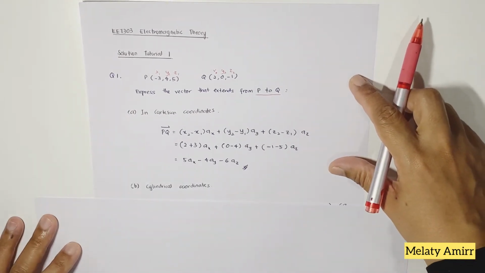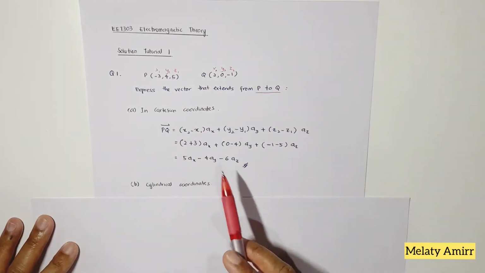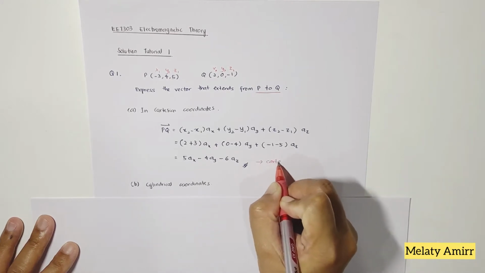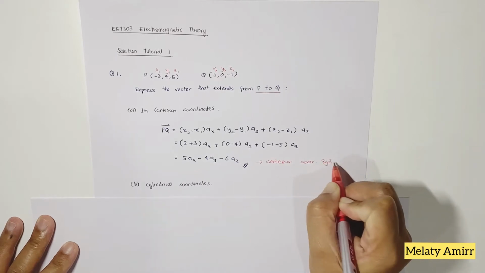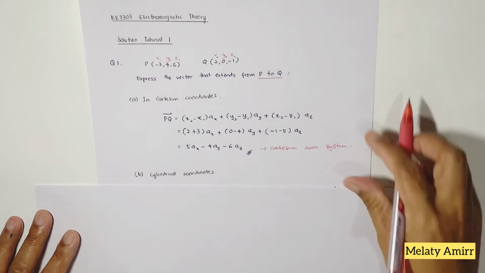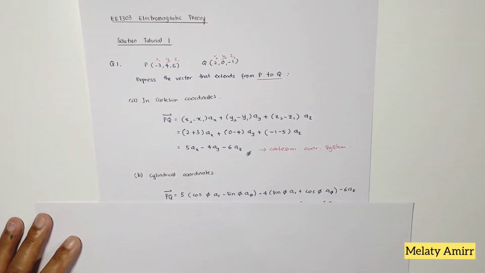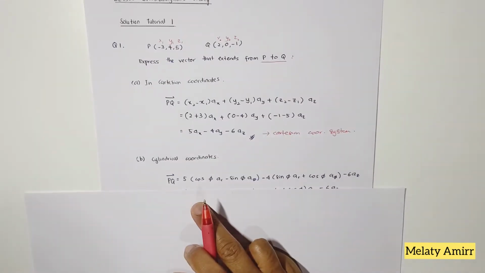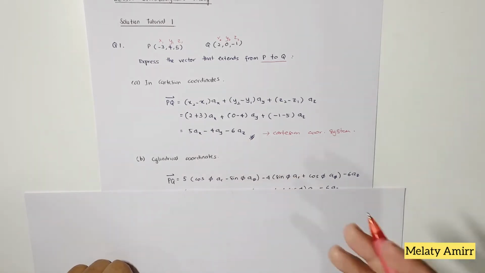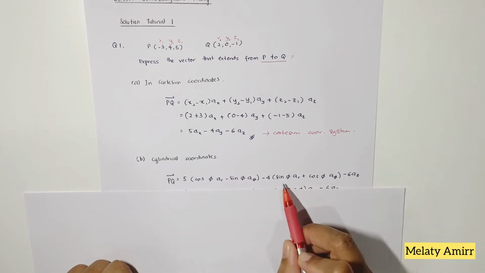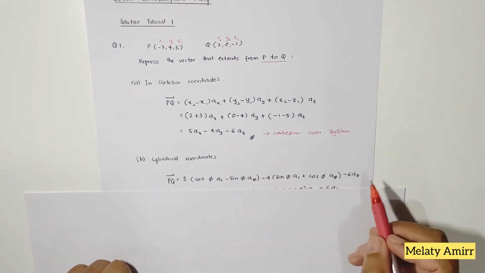Okay, for question 1b, you need to express the vector in cylindrical coordinates. From part A, we already have it in Cartesian coordinates, so we just need to transform this vector from Cartesian to cylindrical for part B. Refer to the equation in this table. You just need to substitute the ax, ay, az formulas that depend on the appendix. ax is cos phi ar minus sin phi aphi. ay is sin phi ar plus cos phi aphi. az is az.